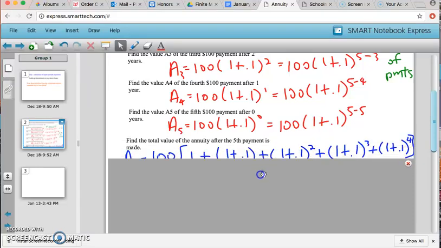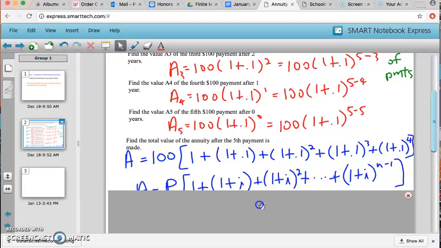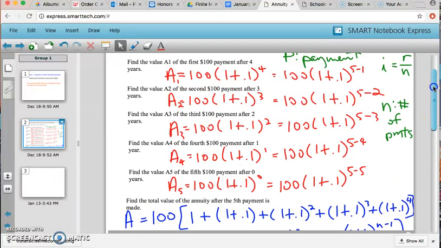So now we're going to look at how to develop the formula for the total value of this annuity, the sum of the values of all of the payments. So we're going to factor out a 100 because notice that each of these payments has a common factor of 100. Here, here, here, here, each one has 100. So we'll factor out 100, and then we'll add together all of these 5 payment amounts.